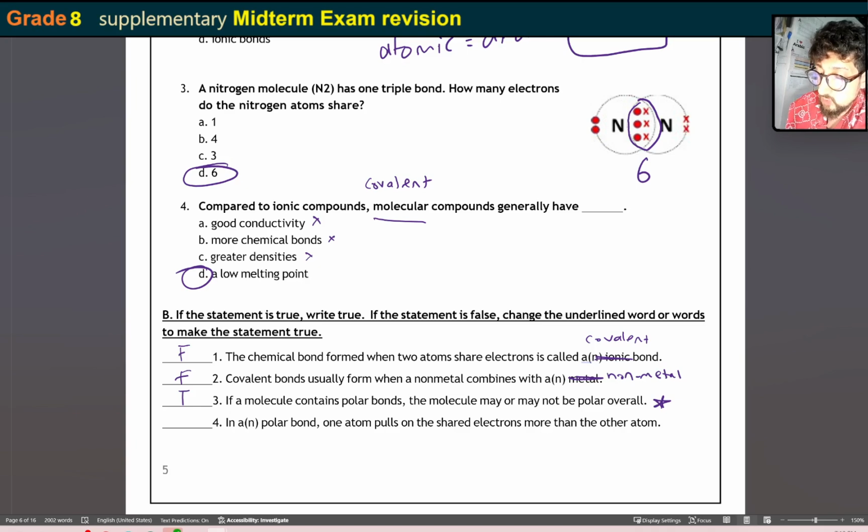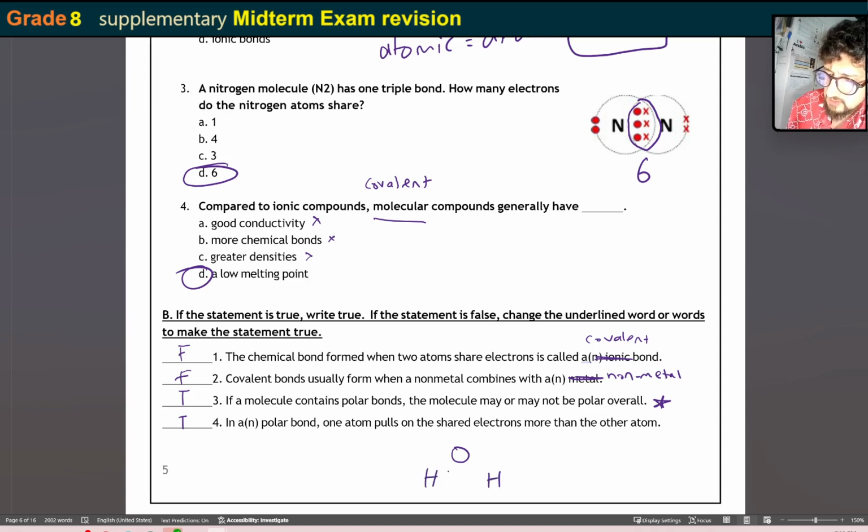In a polar bond, one atom pulls on the shared electrons more than the other. Yes, it's true. So if a bond is indeed polar, it just means that although there's sharing of electrons taking place between two nonmetals, if they are different nonmetals, one of them would probably be pulling on the electron slightly more strongly than the other, therefore resulting in a small charge. So an example of this that you would see quite readily is in water.